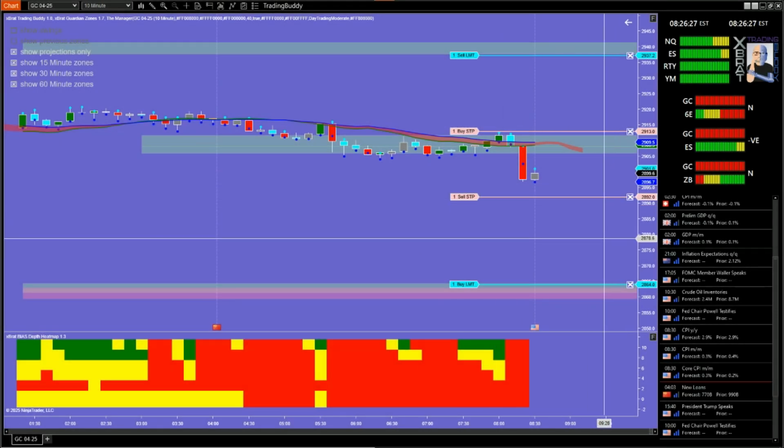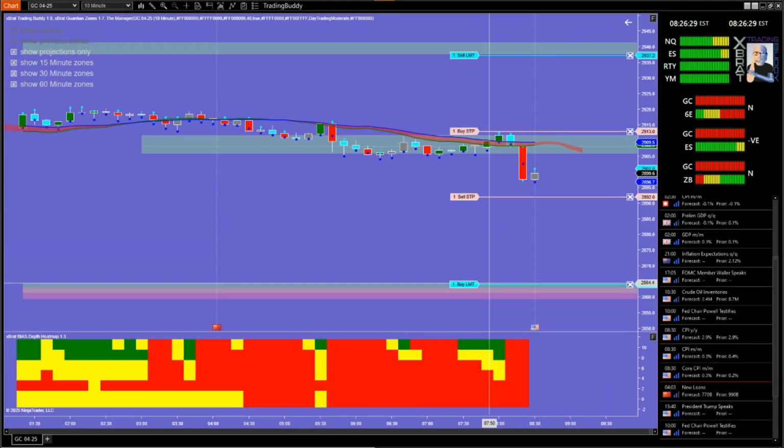So CPI data coming up in 3 minutes or so. I'm using the trading buddy here with the bias depth heat map with the Guardian zones. The trading buddy allows me to understand the correlation. Pretty much all the indexes are going in the same direction. Good positive correlation there. Neutral correlation with GC and 6C at the moment, not too concerned about that.